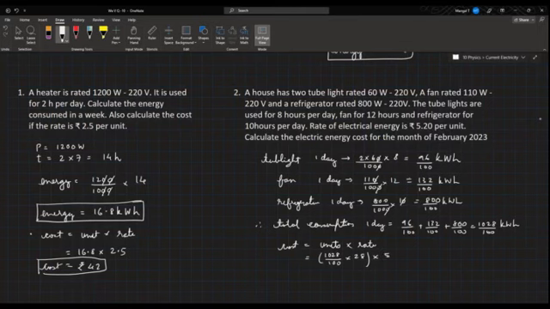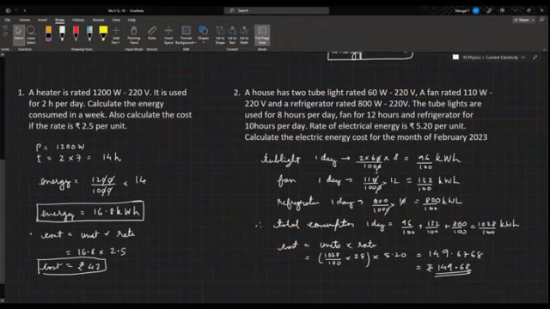And what will this be? 1028 divided by 1000 into 28 into 5.20. So you get 149.6768. So it will be rupees 149.68. So this will be the cost of the electricity bill.